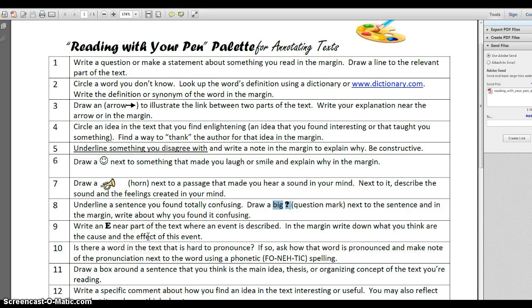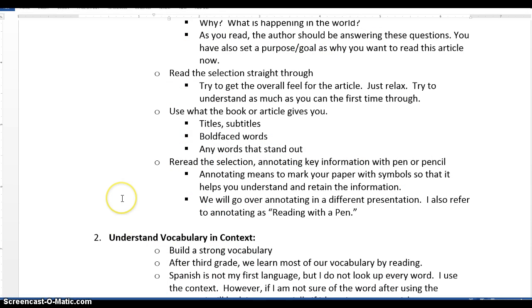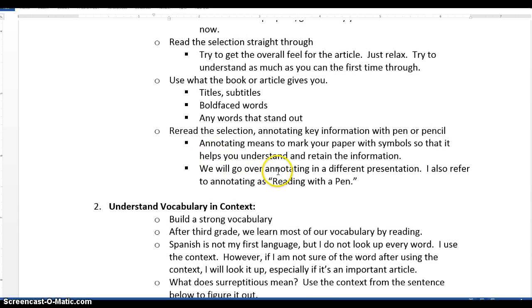This is a handout that you have on Blackboard, and annotating is also called reading with your pen. For instance, when you're reading, if you come across a part that you are not sure of or you're questioning, put a question mark in the margin. That way when you go back to your notes or you go back to the article, you know that you had trouble with that part. And again, annotating, writing in the margins, reading with a pen. Again, I will have a different presentation for annotating only.